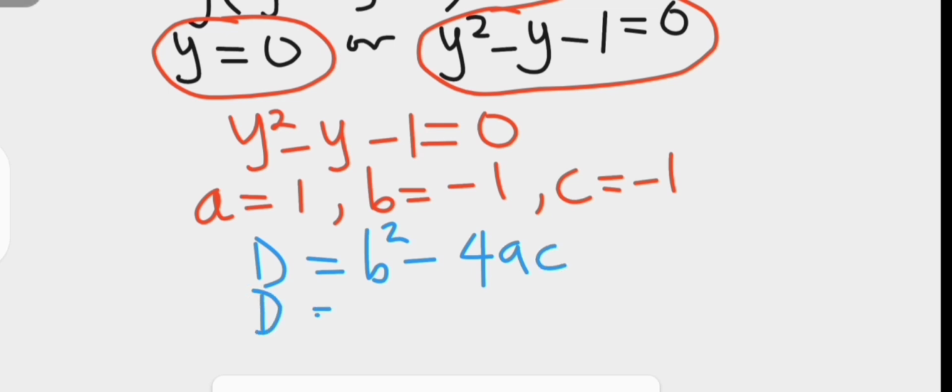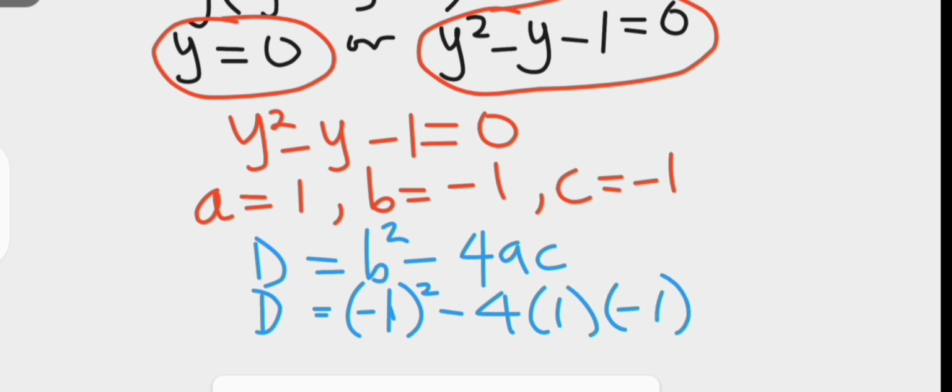So the discriminant is minus 1 squared minus 4 times 1 times minus 1, which means that the discriminant d is 1 minus 4 times 1 times minus 1, which is plus 4, that is 5. The discriminant is 5, which means that the roots of the quadratic equation are real. We can then proceed to using the quadratic formula to find the roots.